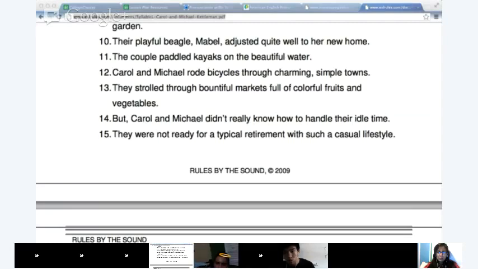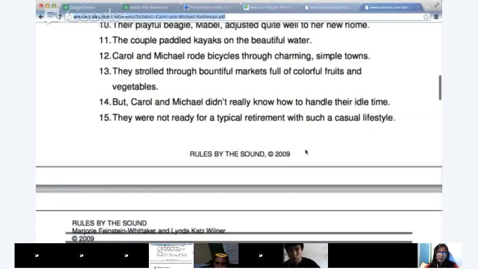Right. They were not ready for a typical retirement with such a casual lifestyle. Mm-hmm. Go ahead, Sela. Number 15. I'll repeat it for you. They were not ready for a typical retirement with such a casual lifestyle. Okay, let me help you, Sela. Typical. Okay, good, good, good. Okay, Tatiana. They were not ready for a typical retirement with such a casual lifestyle. Okay.